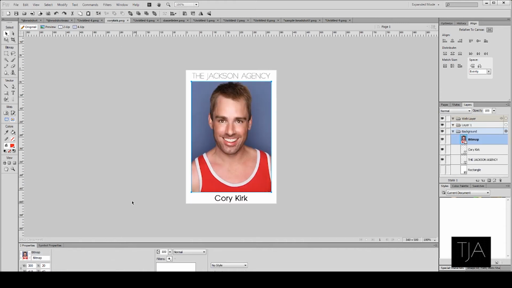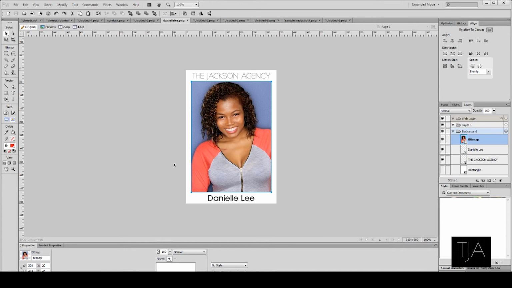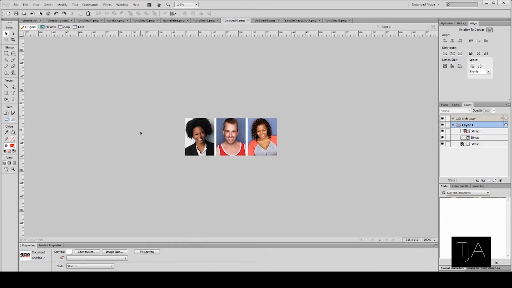This is Corey Kirk. Hi, Corey. This is Corey at 110 by 140. This is Danielle Lee. Hi, Danielle. This is Danielle at 110 by 140. So, let's play a little game. Here's the three of us side by side, 110 by 140. You can see, pretty much have decent face.